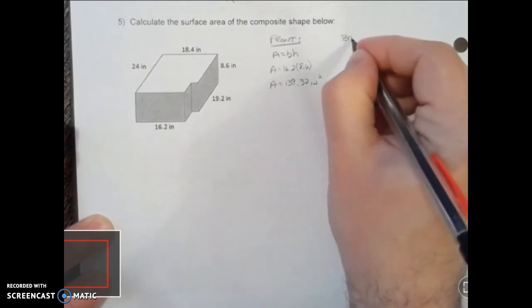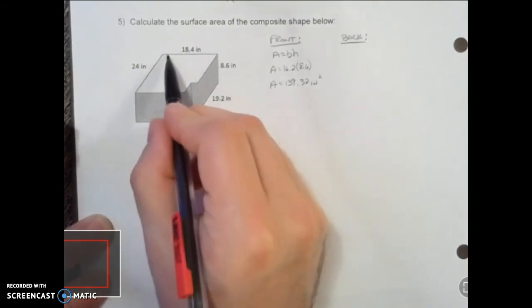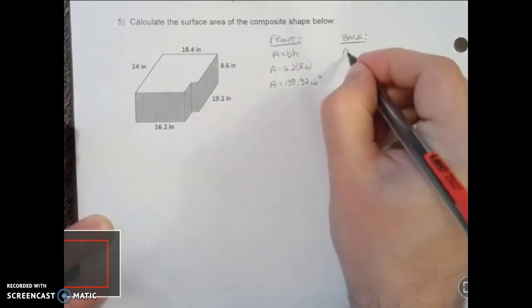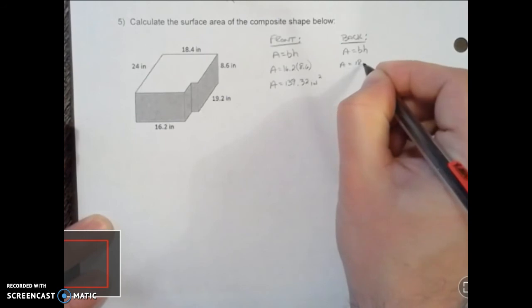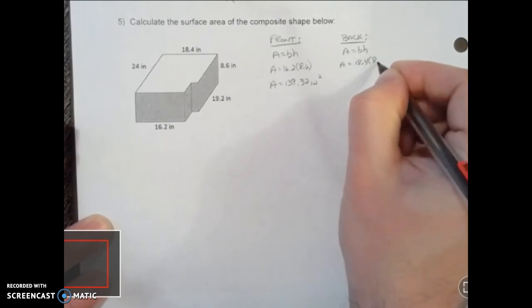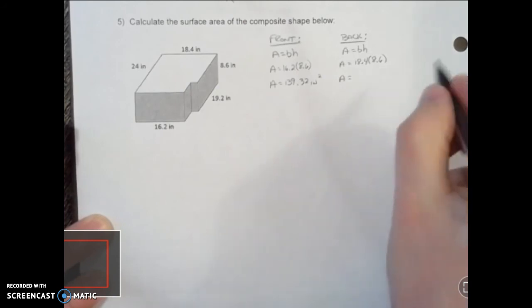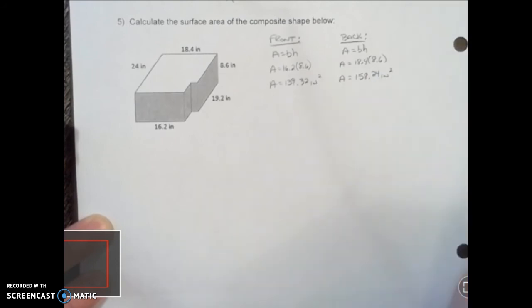Next, I'm going to be moving to the face of the back. Back here is another rectangle. It's an 18 4/10 inch by 8 6/10 inch rectangle. So area equals base times height. We'll substitute those values in, 18 4/10 times 8 6/10. And multiplying there, that's going to give us an area of 158 24 square inches.